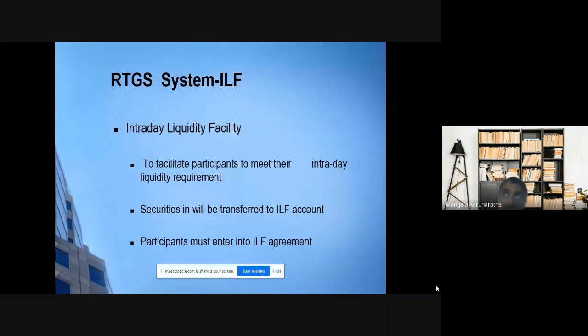That type of situation can happen if you are negligent. Even if you have enough resources, if you are negligent, then that can happen. So it's better you review your positions and keep the required balances in the ILF account. I mean, you can transfer the securities to ILF and keep them there, so then at request, the central bank will give you the ILF amount in the morning.